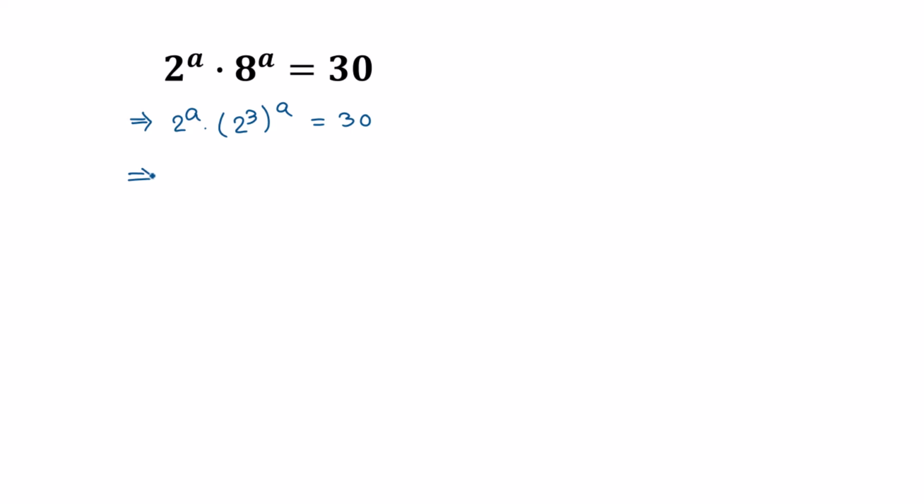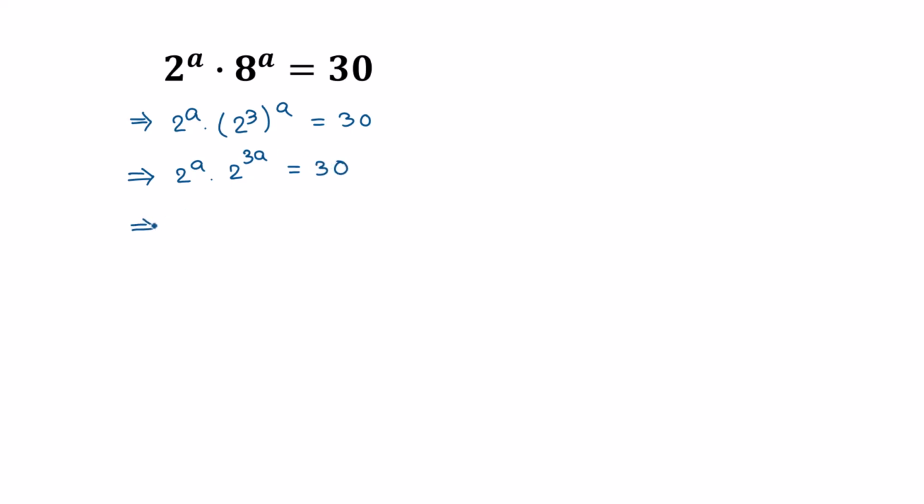Or this 2^a, and now applying the exponential formula (a^b)^c is equal to a^(b times c). So applying this formula, we can write 2 to the power of 3 times a, that is 3a, is equal to the right side, 30.